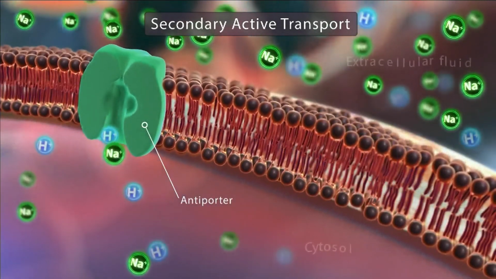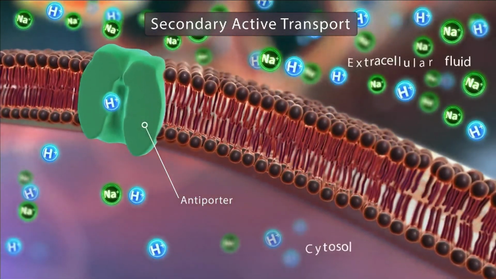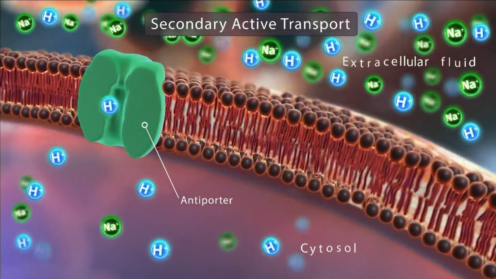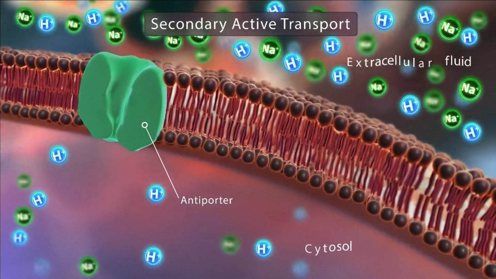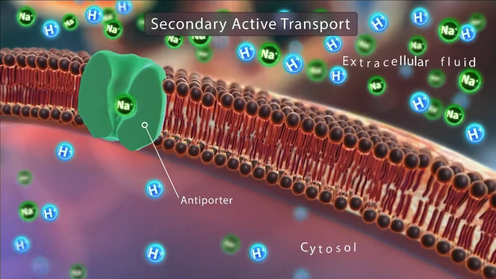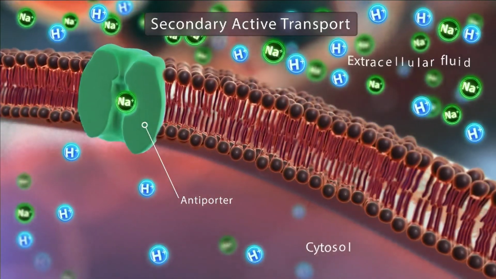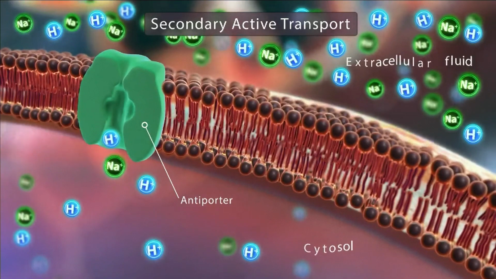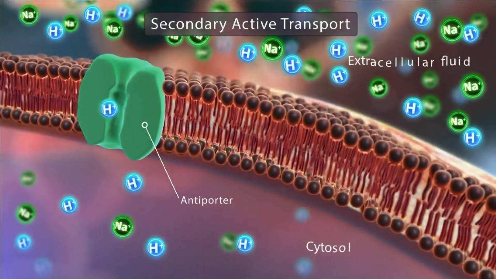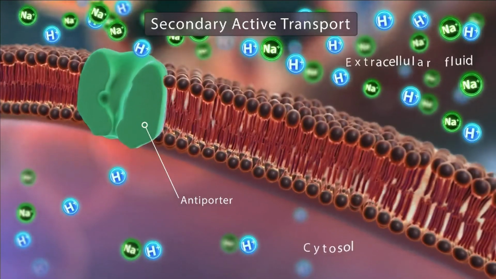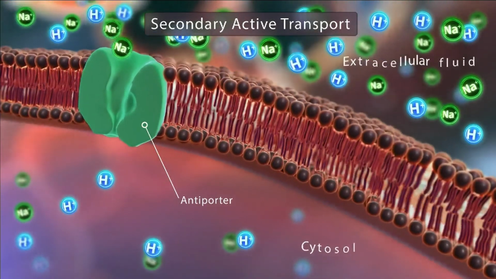Antiporters are protein transporters that move solutes in opposite directions. For example, hydrogen ions are transported out of the cell against their concentration gradient as sodium ions move through the same antiporters down their electrochemical gradient into the cell. This movement of hydrogen ions is important in the regulation of blood pH in the kidneys.